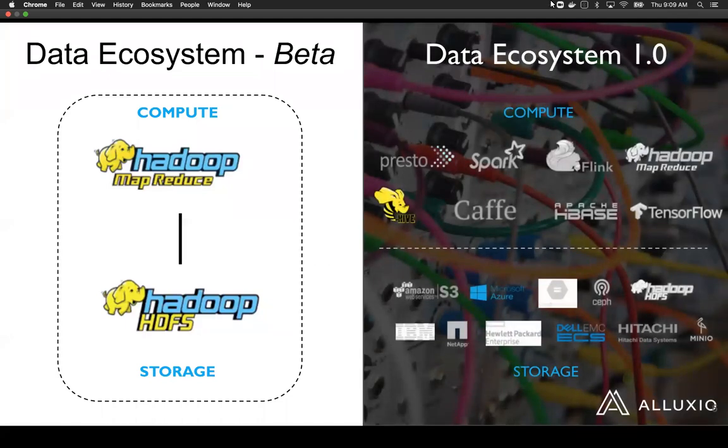But if you look at the big data ecosystem today, we have a proliferation of both compute frameworks, including Presto, Spark, MapReduce, Flink, and also a variety of storage systems that are available. And these storage systems include storage systems both on-premise, such as ECS, Hadoop Distributed File System, and also in the cloud, including Amazon S3, Microsoft Azure, Google Cloud Storage, and so on. Now, each of these compute frameworks serve a specific purpose. They are good at a certain kind of workload, but they still do need to interface with the variety of storage systems that we have listed at the bottom.